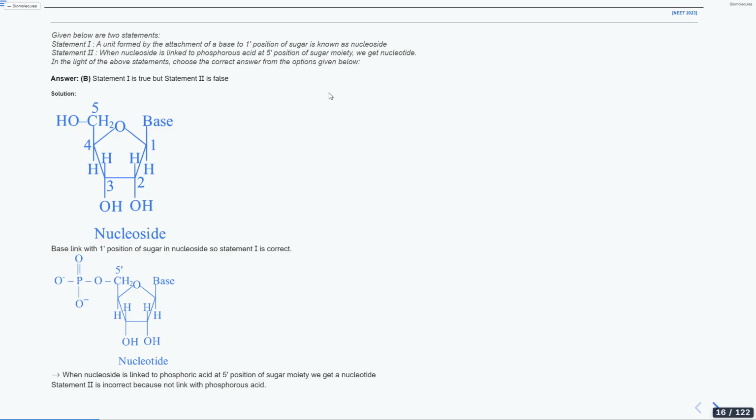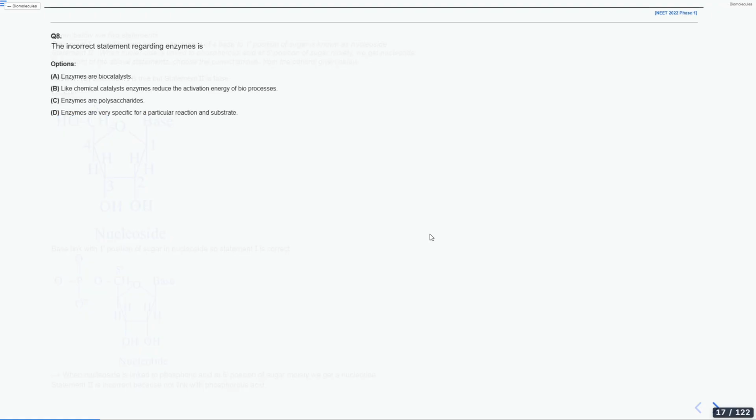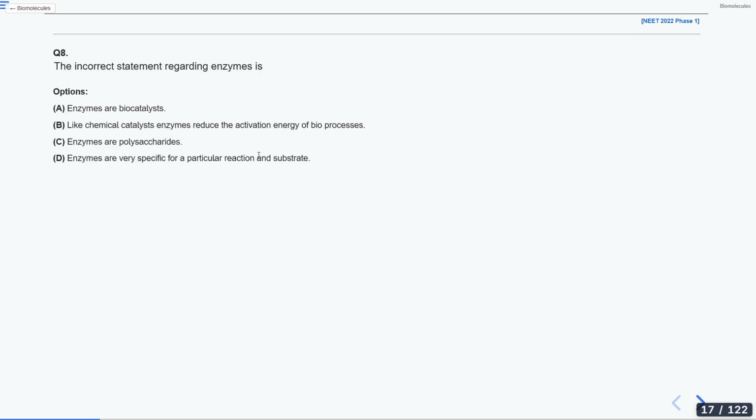Now moving on to the next question. So here is your next question. You have to tell which is the incorrect statement regarding enzymes. You have four statements which are given here about enzymes. You have to tell which one is incorrect about enzymes.